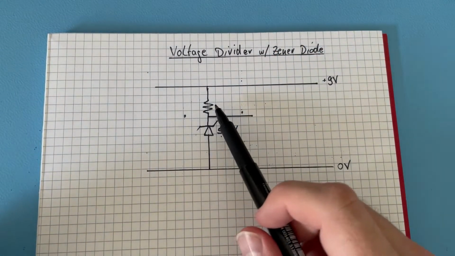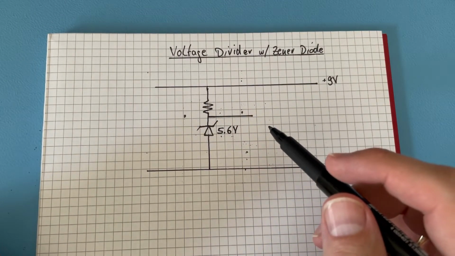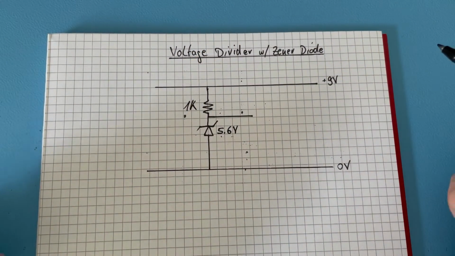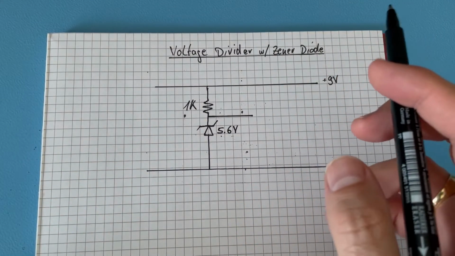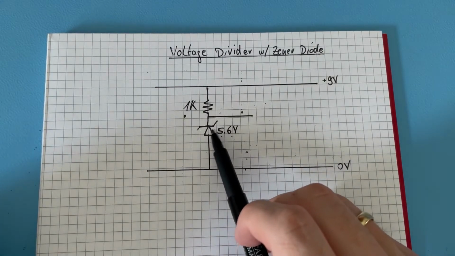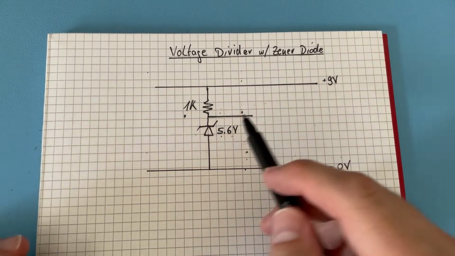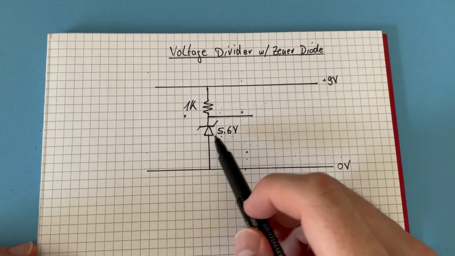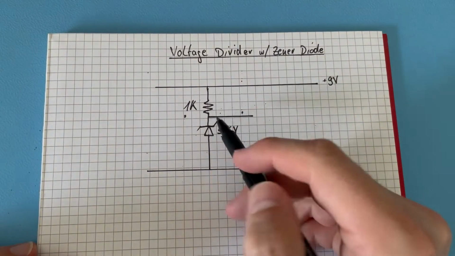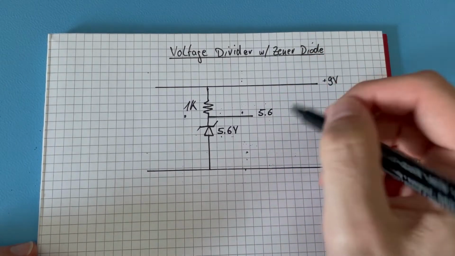And then I don't know what kind of resistor to use here. Let's just make it a 1K kilo ohm resistor, and then of course 9 volt, 1K, 5.6 volt over the Zener. How much voltage is over the 1K resistor? It is 9 minus 5.6. So the Zener has 5.6 potential, so that is also what is at our output, 5.6 volt.